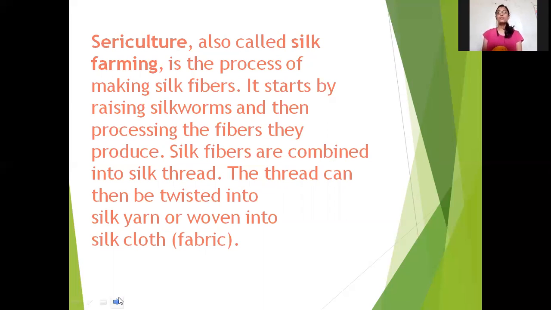So, sericulture is farming of silk. This is the process of making silk fiber. It starts by raising the silkworm and then processing the fibers they produce. Silk fibers are combined into silk thread and thread can be twisted into silk yarn or silk cloth, that is fabric.